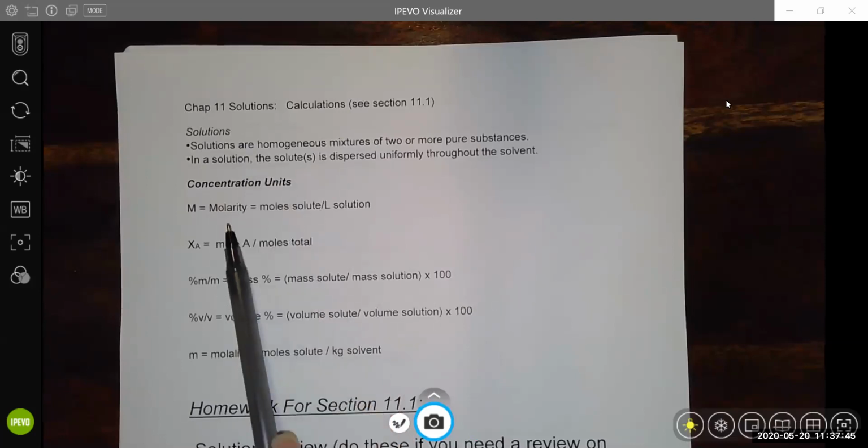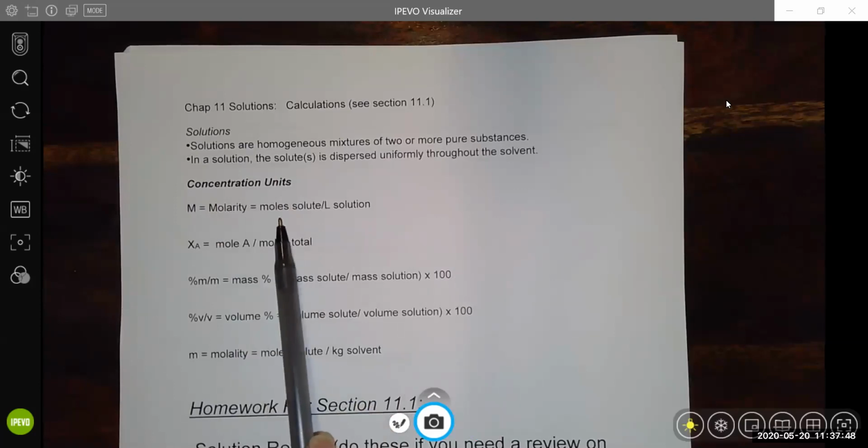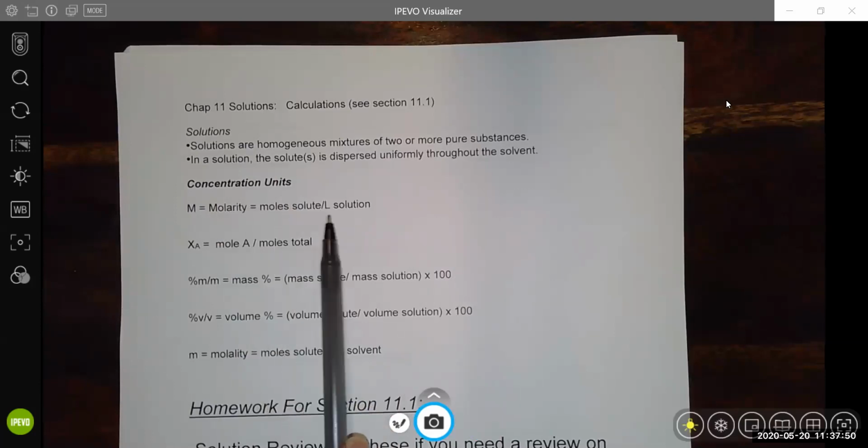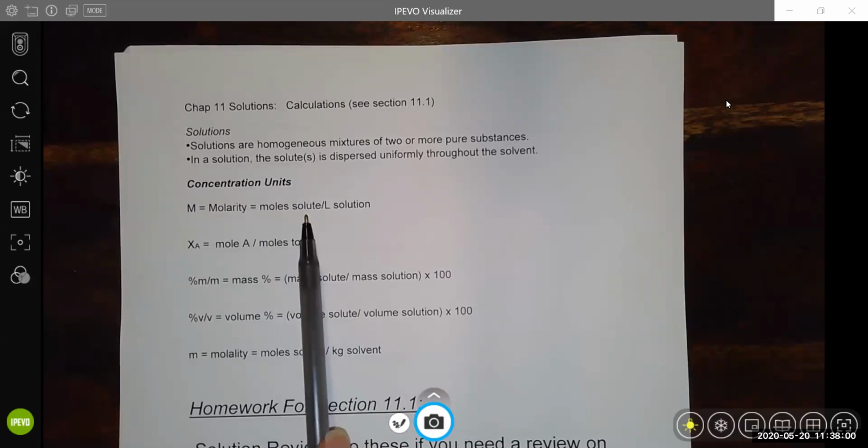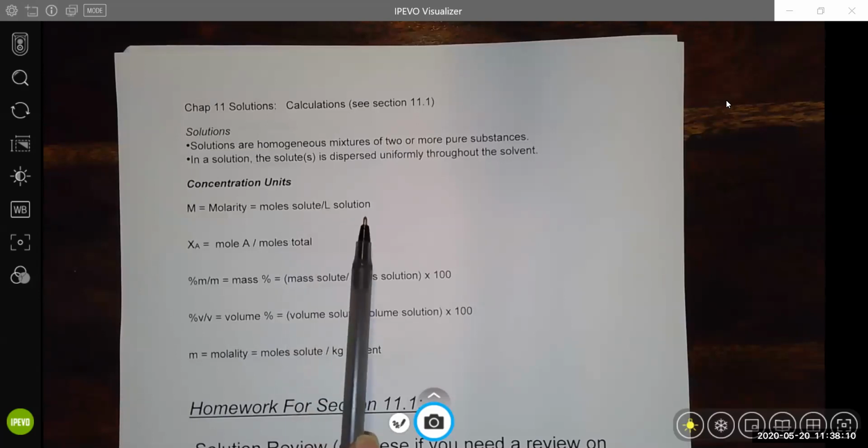You're familiar by now with molarity, which is moles of solute per liter of solution. If you only have 1 solute, you can do just the molarity of that 1 at a time. If you had an ionic solution, you could have the molarity of all the ions, depending on how it's worded. Usually it's 1 solute at a time, so moles of sugar per liter of solution.